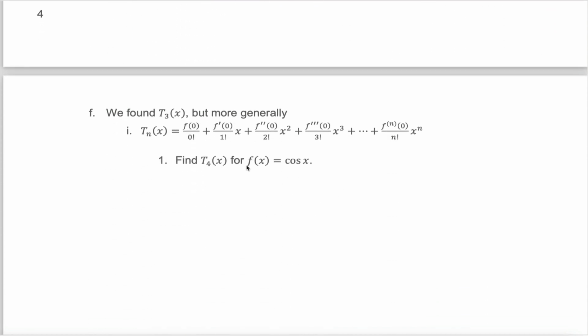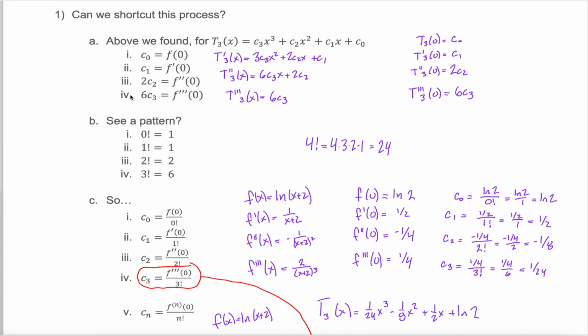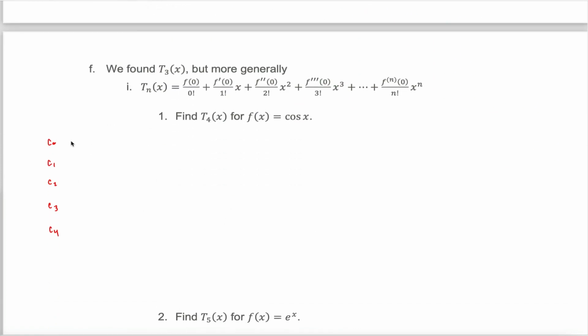Let's see if we can figure out the fourth degree Taylor polynomial for f of x equals the cosine of x. Well, the way I would think about this is I need to know C0, C1, C2, C3, and C4. Fortunately, I have formulas for each of those things. You can go back to the previous page and look at those formulas if you want, but maybe you don't even need to. Maybe they're intuitive enough and logical enough that you can just memorize them.